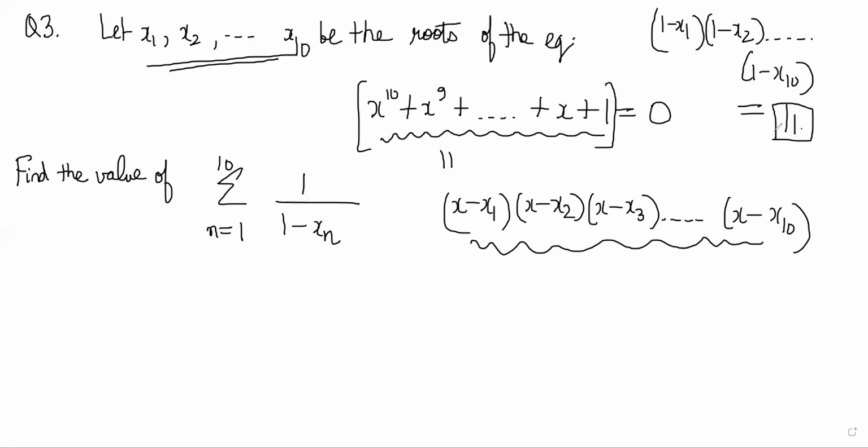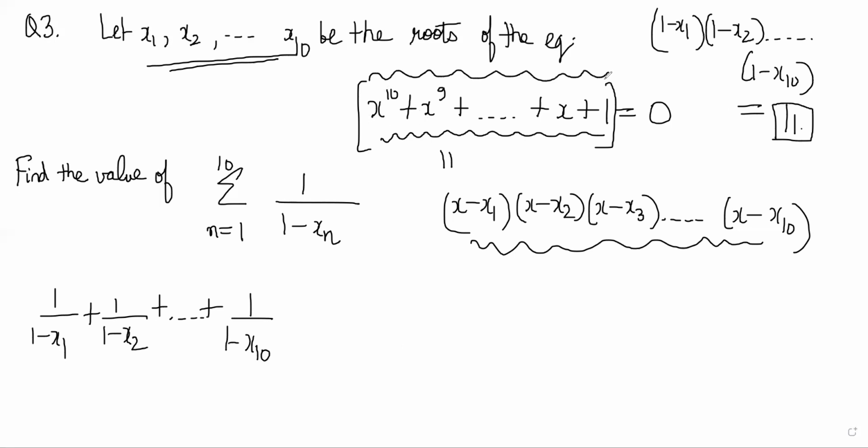Unfortunately, that is not what they are asking. They are asking something similar, but they are asking the sum of 1 by 1 minus xn. They are asking 1 by 1 minus x1 plus 1 by 1 minus x2 and so on, right? So notice that in this equation, putting x is equal to 1 gave us the 1 minus x1, 1 minus x2 terms. So what can you do to this equation so that you can get such terms?